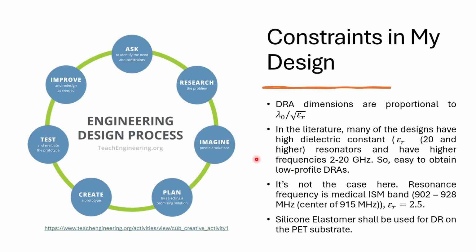Here I will be talking about my design constraints. First of all, DRA dimensions are proportional to the free space wavelength over the square root of the epsilon r of the dielectric resonator. In the literature, many of the designs have high dielectric constants like 20 and higher, and higher frequencies of up to 20 or maybe higher gigahertz. So it's actually easy to obtain low profile DRAs in those types of designs. However, in my project, it's not the case. My resonance frequency is in the medical ISM band, and my epsilon r is just 2.5.